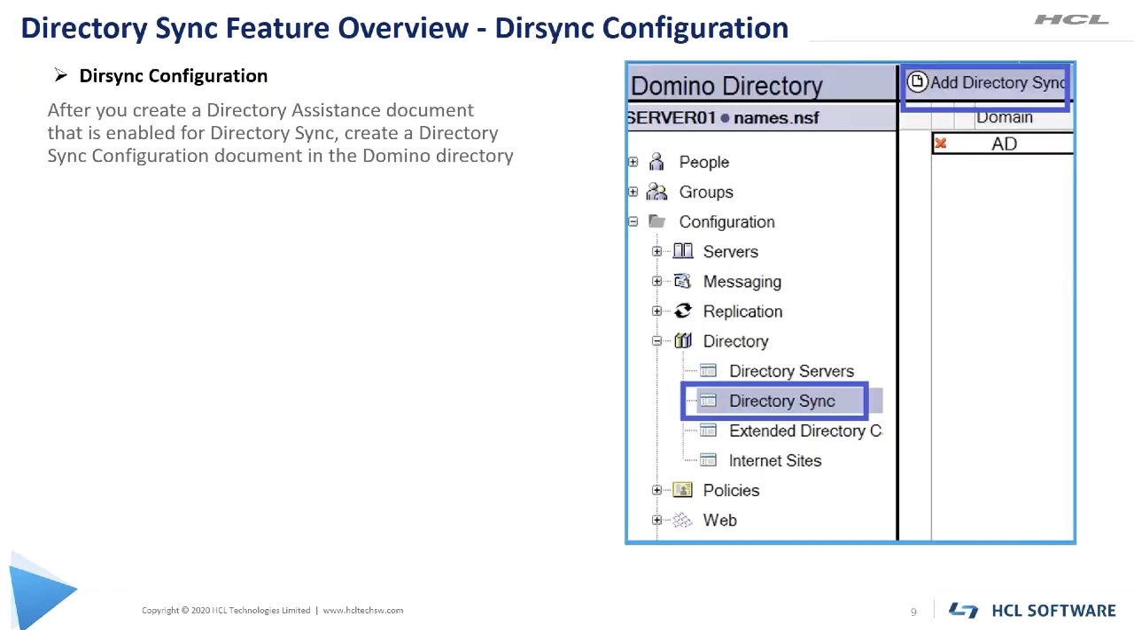Next slide. So far we completed DA configuration and now moving to DIRSync configuration. Let us discuss another component of DIRSync, that is DIRSync configuration document. In this step, we are going to create DIRSync configuration which contains the entire configuration related to DIRSync. Perform this operation on your administration server names.nsf.